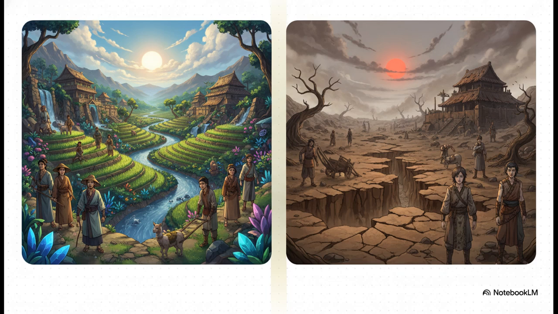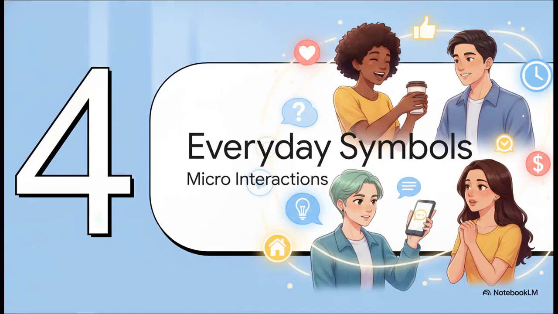But the environment is a double-edged sword. Conversely, we see ecological overshoot. This is what happens when a society pushes too far, resulting in the complete collapse of a civilization due to excessive environmental exploitation and the rapid depletion of its resources. At the end of the day, nature always has the final say. Section 4. Everyday symbolic meanings.